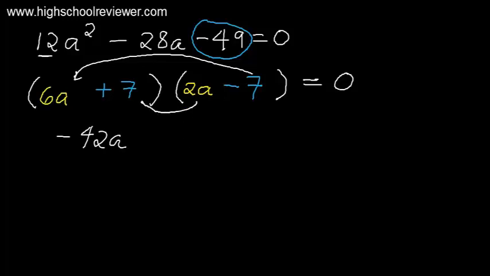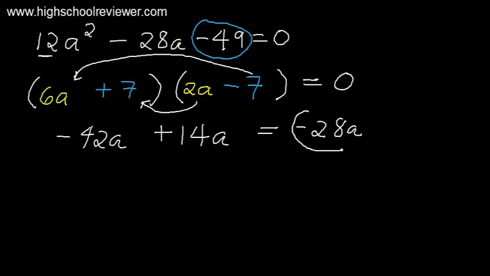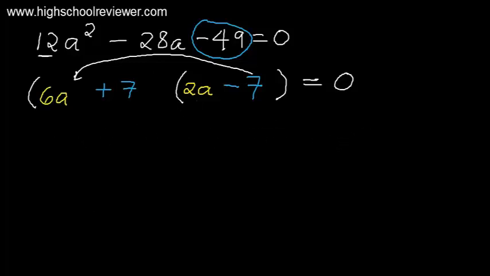And then positive 2a times positive 7, this will be positive 14a. So this will be equal to negative 42a plus positive 14a. This is negative 28a. So therefore, our two factors here are correct since negative 28a is equal to our second term. Okay, so we can erase this one. Since these two factors now are correct, we can now proceed to solving the values of a.